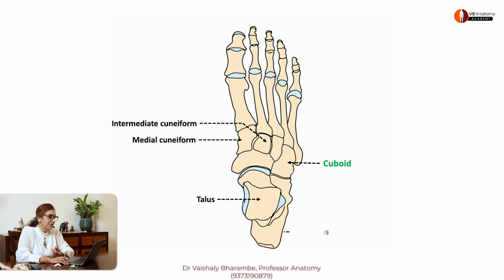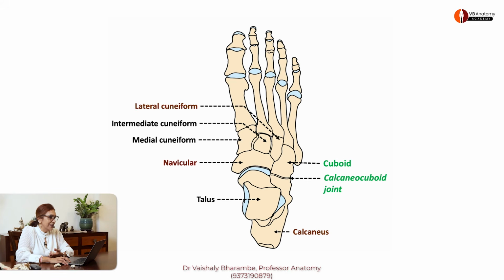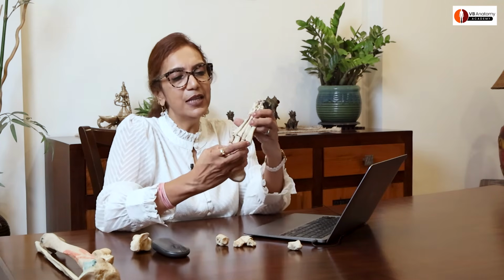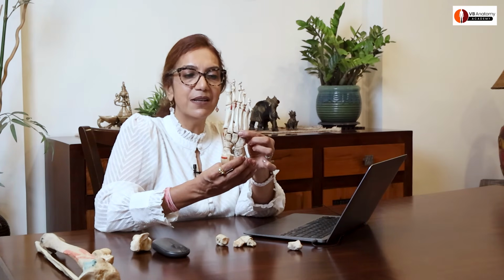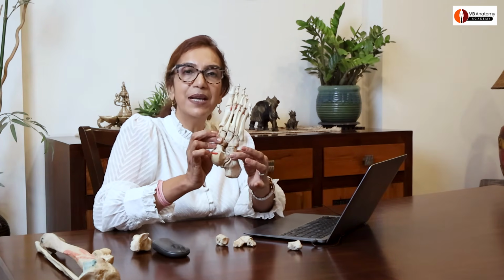This is the cuboid. Proximally articulating with the calcaneus, calcaneocuboid joint, medially articulating with the navicular and the lateral cuneiform, distally articulating with the 4th and 5th metatarsal. It's very easy actually. Just take a look at it and it's all obvious. This is your cuboid, distally with these 2 metatarsals, medially with the lateral cuneiform and with the navicular, proximally with the calcaneus. Easy enough.